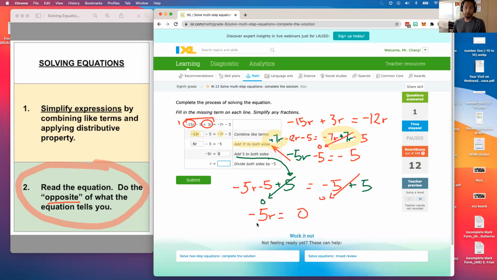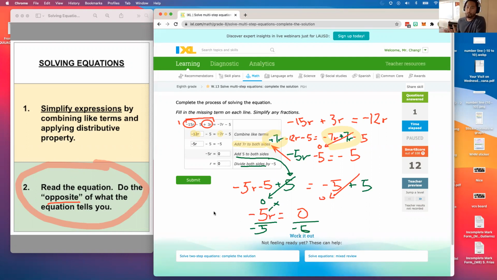And now, remember, negative 5 times r, the coefficient is negative 5. R is the variable. When you see them together, there's multiplication happening there. And when you see the multiplication happening there, you do the opposite. So instead of multiplying by negative 5, I'm going to divide both sides by negative 5. That's your last step. 0 divided by negative 5 is just 0. So this is pretty easy division. Your answer is 0. R equals 0.